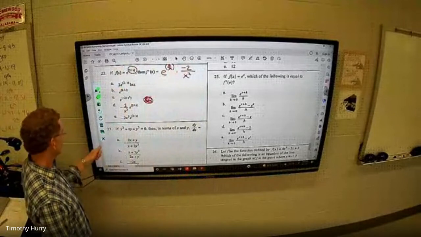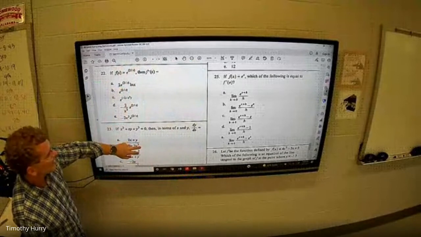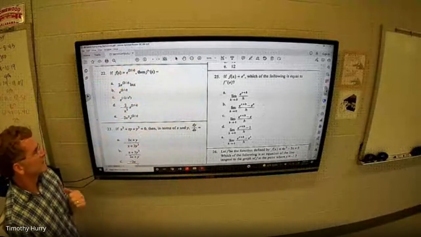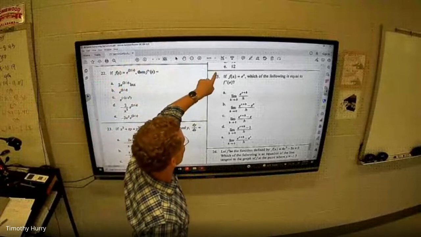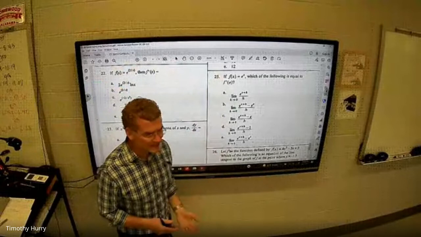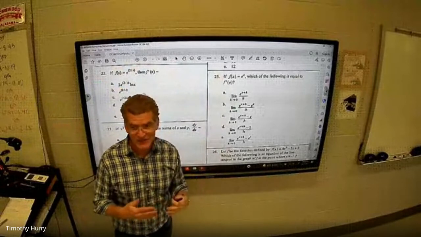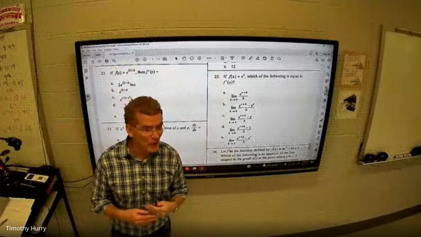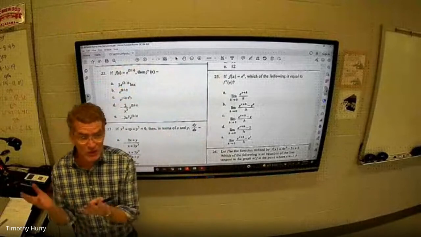Yes, we are. Again, 23 is implicit. Don't worry about that. Look at 25. 25 says, which of the following is equal to the derivative of f of e? Now, what do you see? A bunch of limits. So what do you think they're using? The limit definition of a derivative. So let's just write out the limit definition of a derivative, but keep in mind there are 2 of them.